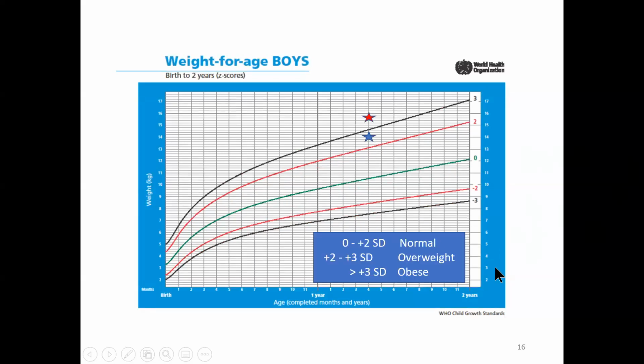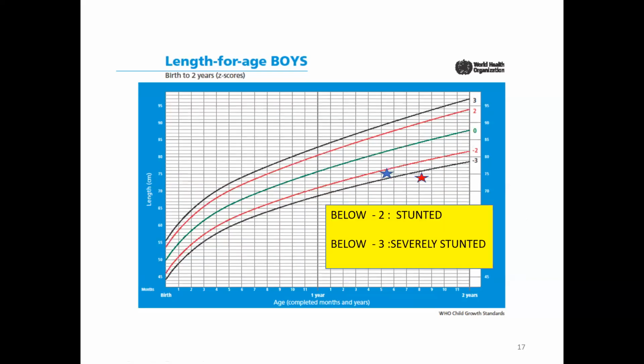Also when they come to you and you plot them, you find out they fall above +2, between +2 and +3, we know this one is overweight, and if it plots above +3 it is obesity. Everything you plot above here is obesity. For example, if you have a 1-year-old child with a weight of 14 kilograms, you're going to plot around here. So that child is obese. He should be referred to a dietitian for counseling and dietary advice.